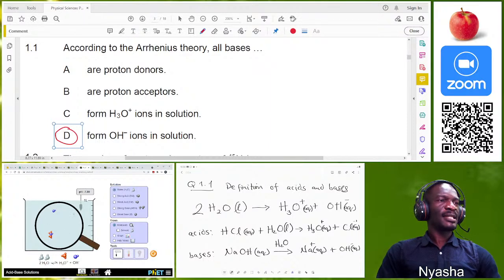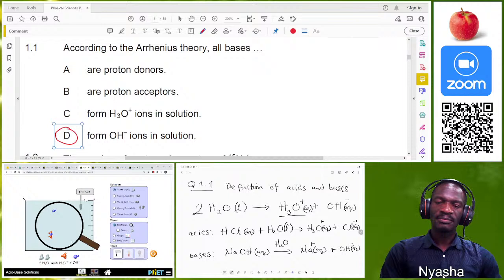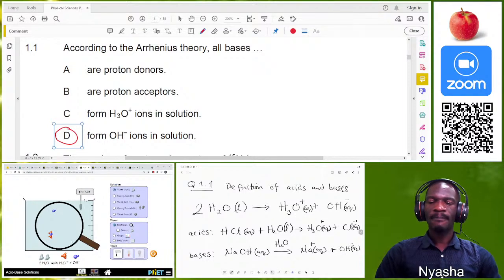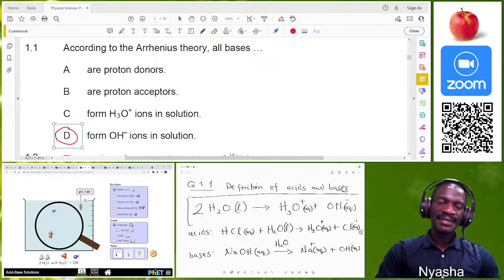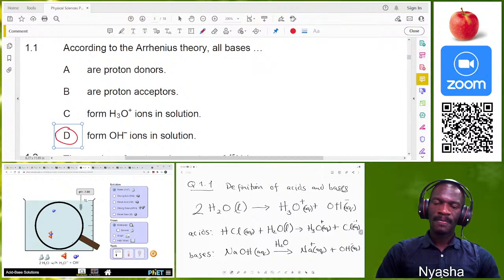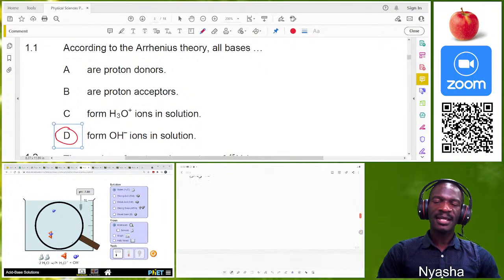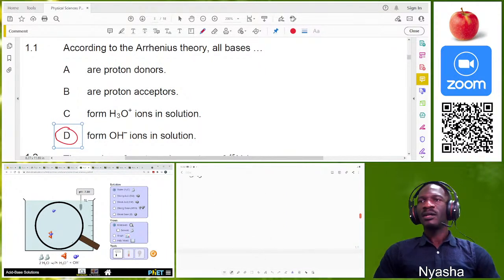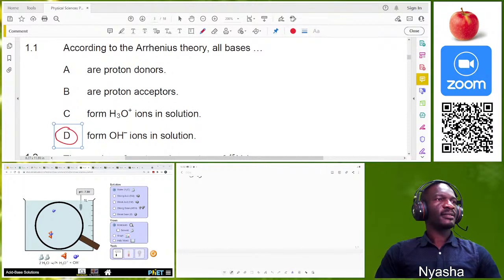So basically, this is what we are just seeing here. We see the water molecule, according to the Arrhenius theory, partially dissociate into hydronium and hydroxide, and then it recombines. So this equation is the basis on which Arrhenius defined an acid and a base. That is Arrhenius, and he defined an acid and a base. So that covers the first question.